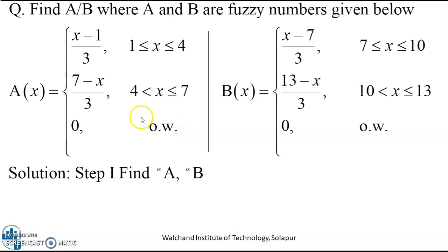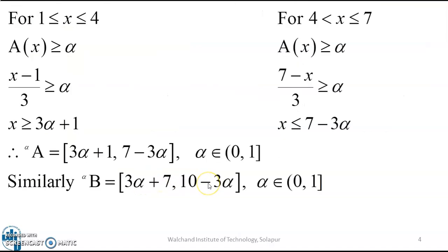Let us consider one example. Find A divided by B where A and B are fuzzy numbers given below. The fuzzy numbers A and B are given by these membership functions. We have to find the division of these two fuzzy numbers. Solution: step number one is finding the alpha cut of A and alpha cut of B.